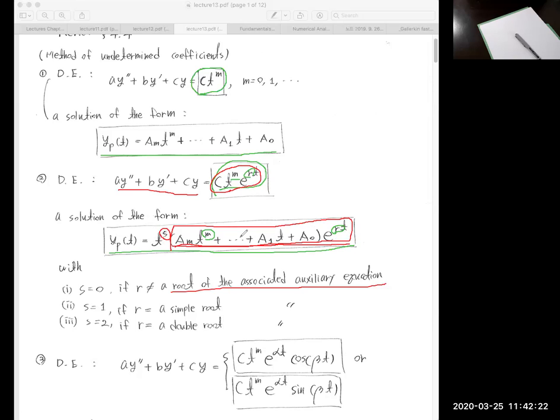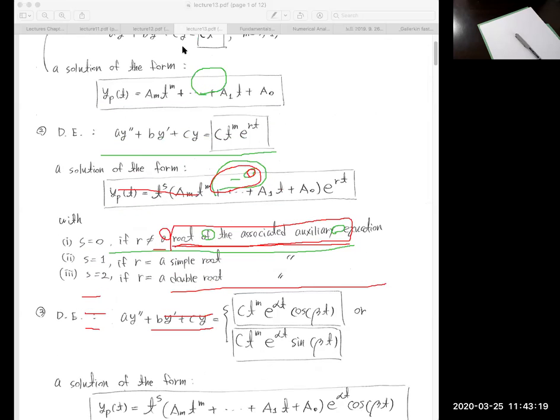To avoid that bad situation, we need to multiply by t to the s power, and s is determined by the roots of the associated characteristic equation, which is the characteristic equation of the homogeneous equation associated with this non-homogeneous differential equation. If r is not equal to a root of the characteristic equation, s is 0, meaning we don't need t to the s power. For a simple root, s must be 1. For a double root, s must be 2.